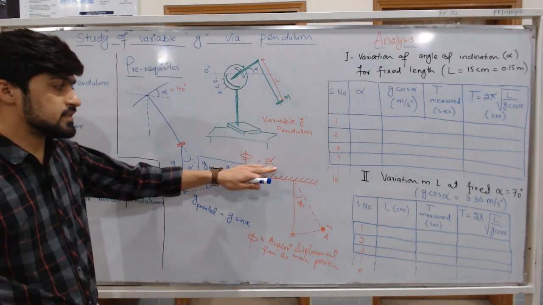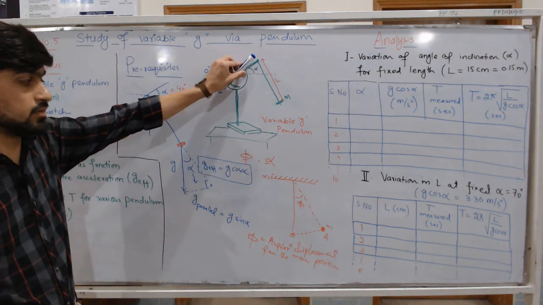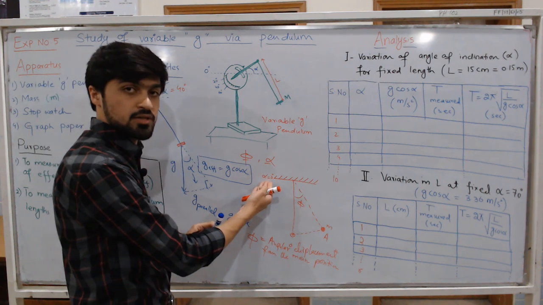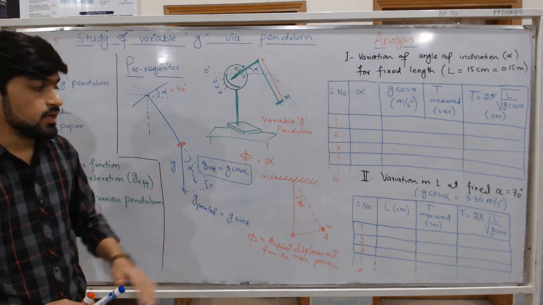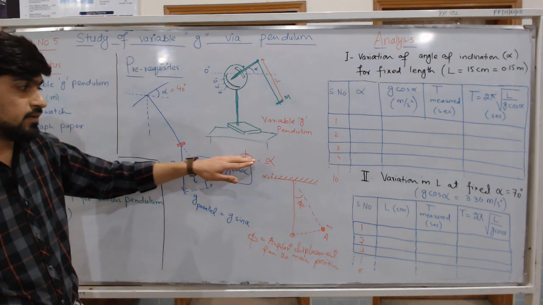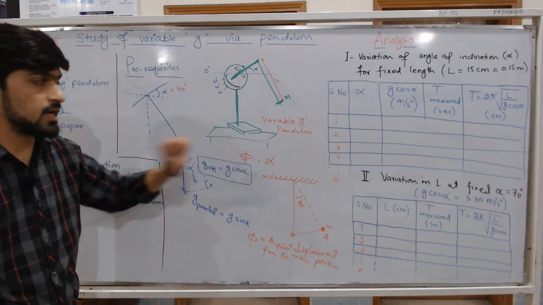And this alpha is actually the angle of inclination. So in this case, the angle of inclination is 0. So you have to differentiate. You should know the difference between alpha and phi. So this is phi and this is alpha.